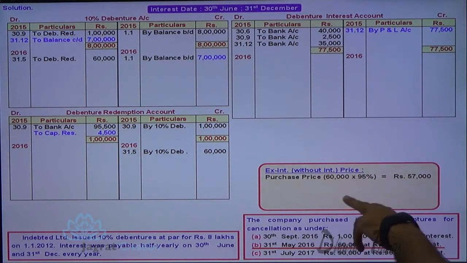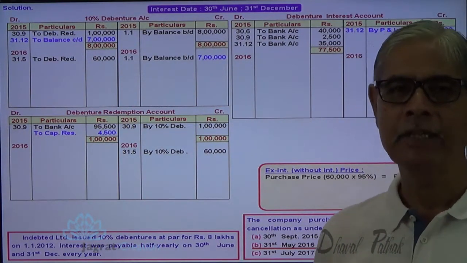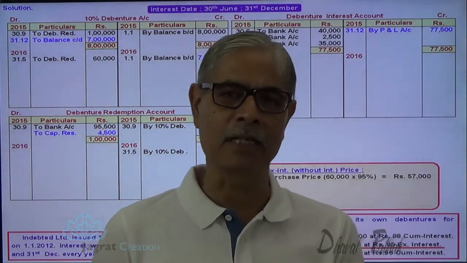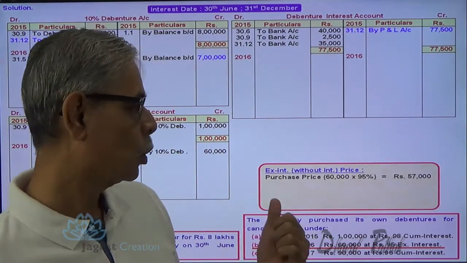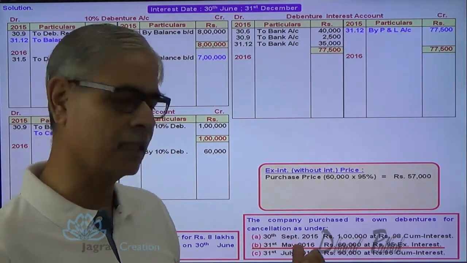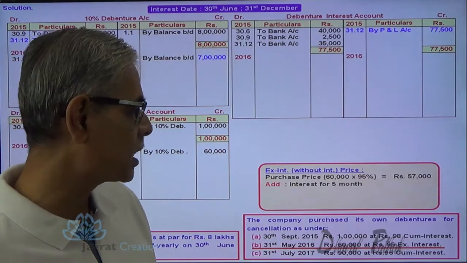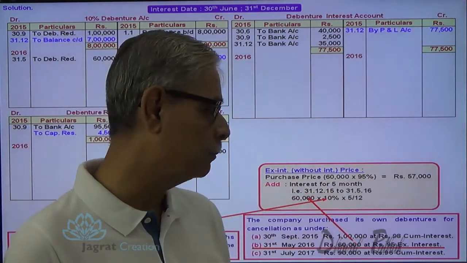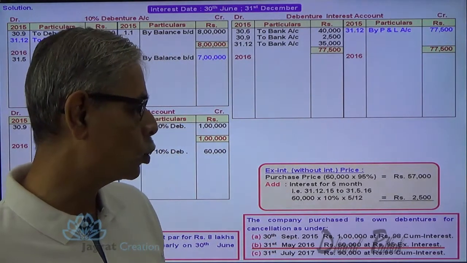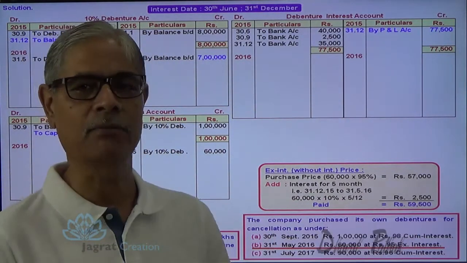Now here when I purchase, I am required to pay interest. The interest is paid till the date of transaction, starting from the last date on which the interest was paid. Here the transaction date is 31st of May, so 5 months interest will be calculated. So 60,000 into 10% into 5 by 12. This is the interest element. So total payment made is 59,500.